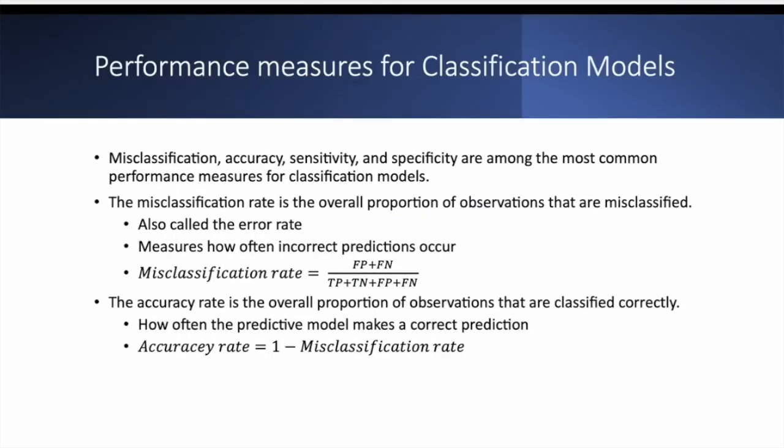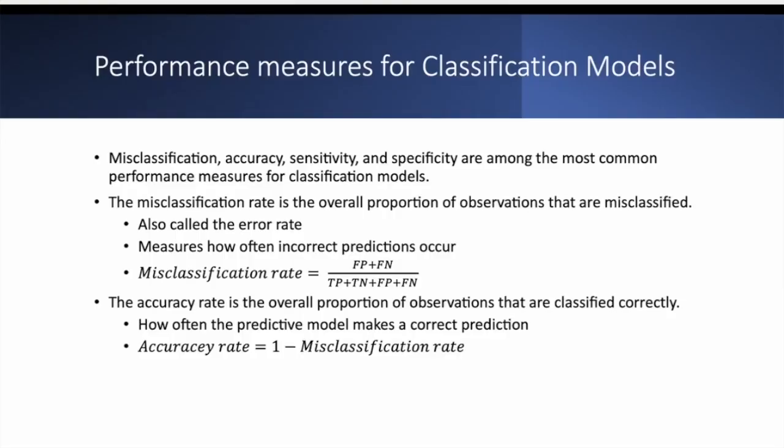We discussed some of these measures. Misclassification, accuracy, sensitivity, and specificity are among the most common performance measures for classification models. So these are for classification models like logistic regression, naive Bayes, KNN, and so on. What is the misclassification rate? We call it the error rate. It's the overall proportion of the observations that are misclassified. So the misclassification rate measures how often the predictive model makes an incorrect prediction. It's computed using this formula. If you have the confusion matrix, then you can plug in the numbers, so it's easy.